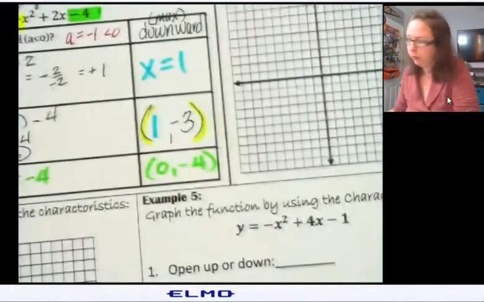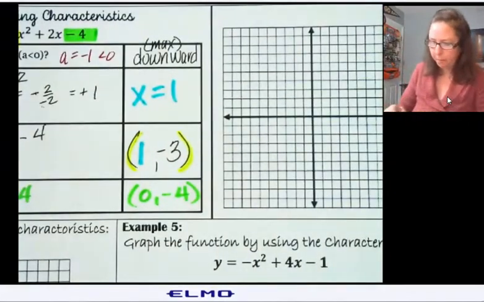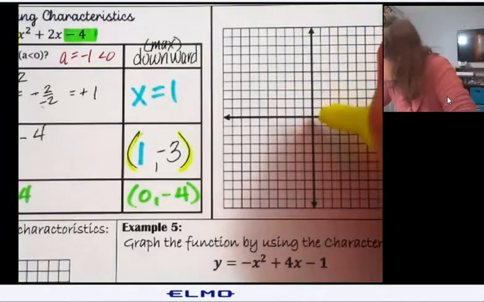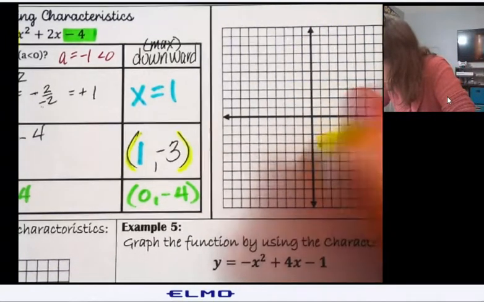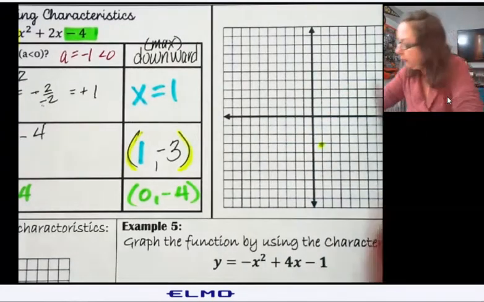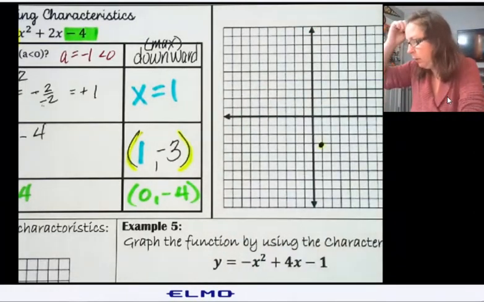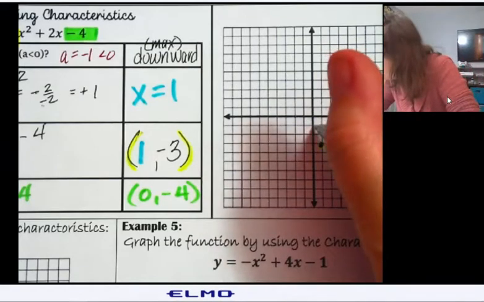Alrighty. So let's plot these points. My vertex is located at 1, -3. Okay. And then my y-intercept is at 0, -1, 2, 3, 4.